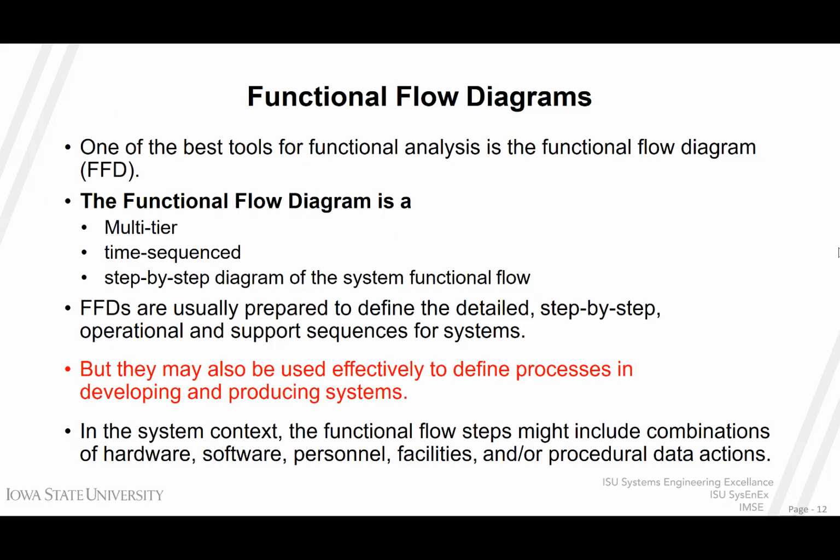Functional flow diagrams are one of the best tools for functional analysis. They may vary slightly in appearance based on a particular industry or organization. Ultimately, however they look, the intent behind them is very consistent regardless of the particular application. In all cases, they should be multi-tier, time-sequenced, and a step-by-step diagram of the system functional flow. They are usually prepared to define the detailed step-by-step operational and support sequences, but they may also be used effectively to define processes in developing and producing systems. In the system context, the functional flow steps might include combinations of hardware, software, personnel, facilities, and other procedural data actions.